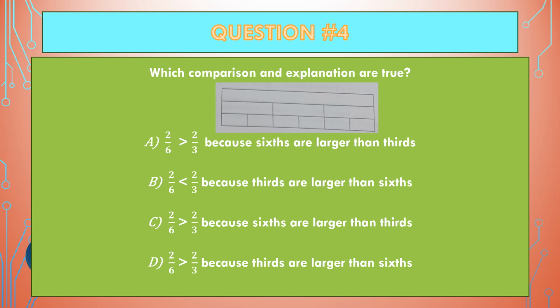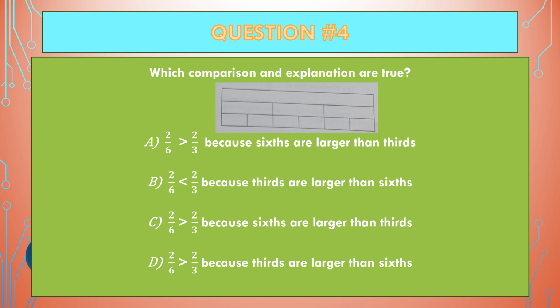Let's look at question number 4. Question number 4 says, which comparison and explanation are true? So you have a blank fraction strip model here. Now, the answer choices are: A, 2/6 is greater than 2/3 because sixths are larger than thirds. You have to think about it and look at the model to help you.